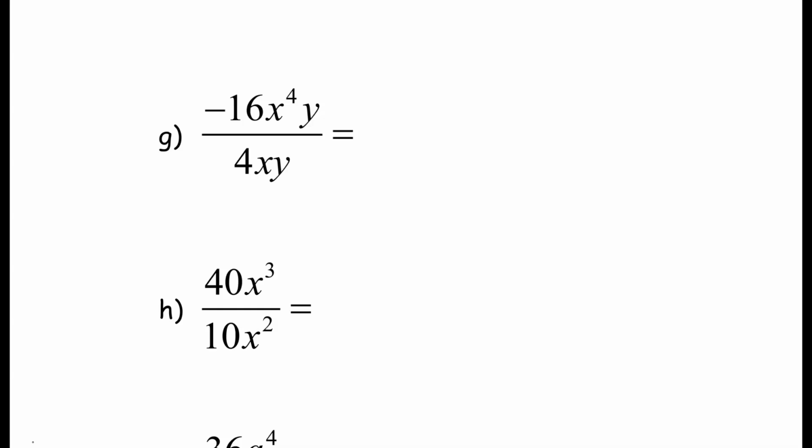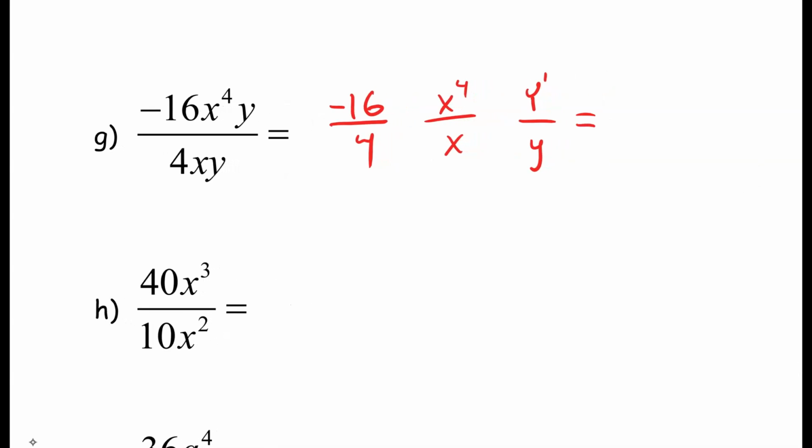Looking at G, we have negative 16 x to the power of 4 y over 4xy. So this time we have variables on the top and the bottom. Let's look at how this is going to affect it. Again, we first want to address the coefficients, which is our negative 16 over our 4. But this time we're also going to have the variables that are affected. So we're going to have our x to the power of 4 over our x, and our y to the power of 1 over our y. And we're going to see how this affects our answer.